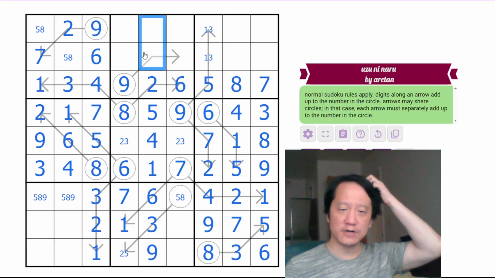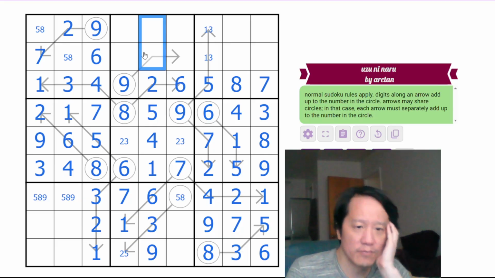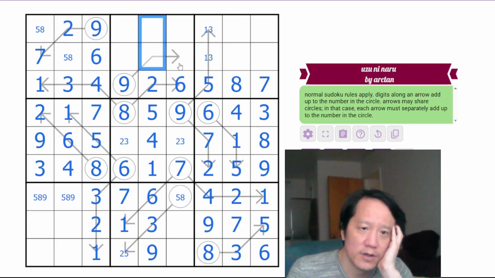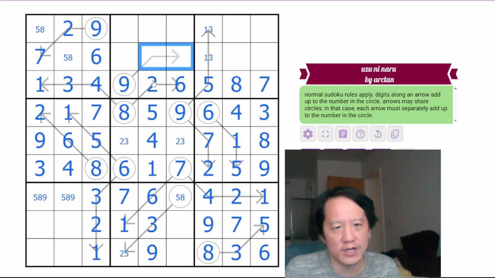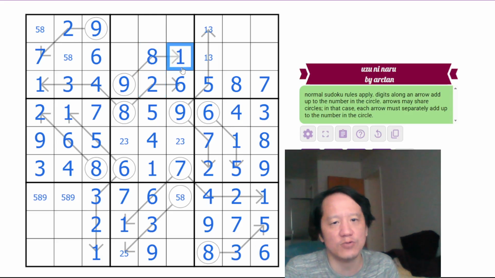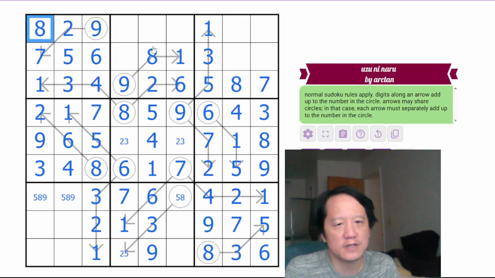Remaining digits of column 5 are 7 and 8. And if 7 were here, 7 could only add up to 9 with 2, but we already have a 2 in the box. So this is 8 and 1, which makes this 3 and 1 there. 8 eliminates 8 here, so it's 5 and 8. That leaves this as 7 here.